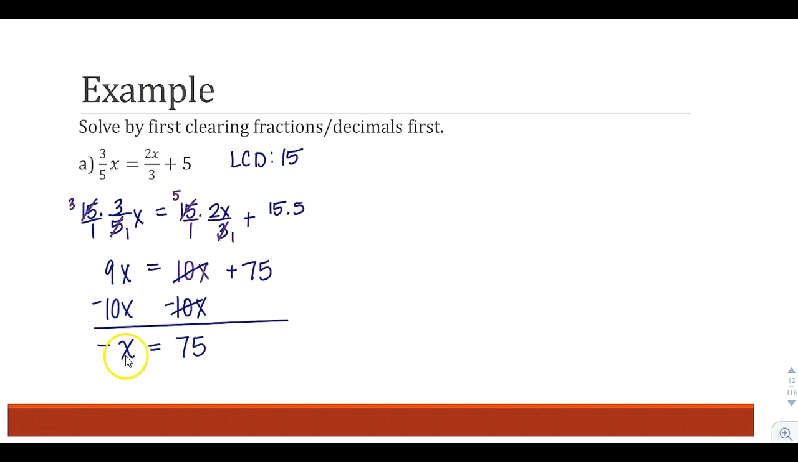Now here, I can't stop. I need just x, not negative x. So what I have to do is divide by a negative 1. There's a negative 1 being multiplied in front there, so I have to divide by it. So I end up getting x is equal to negative 75. 75 divided by negative 1 is just negative 75 as my solution.